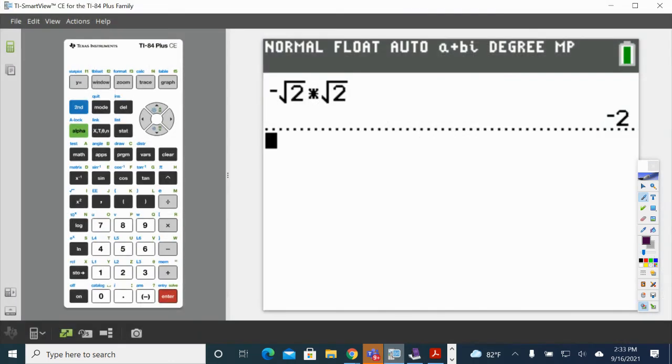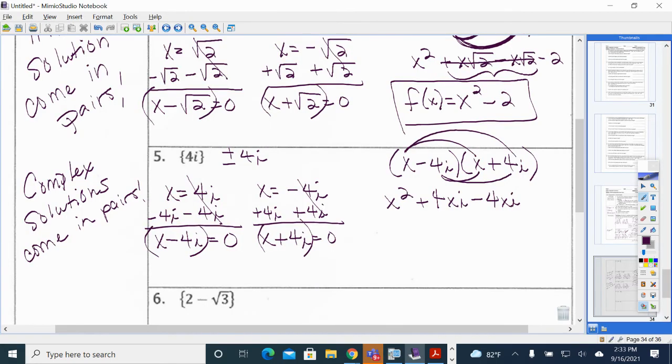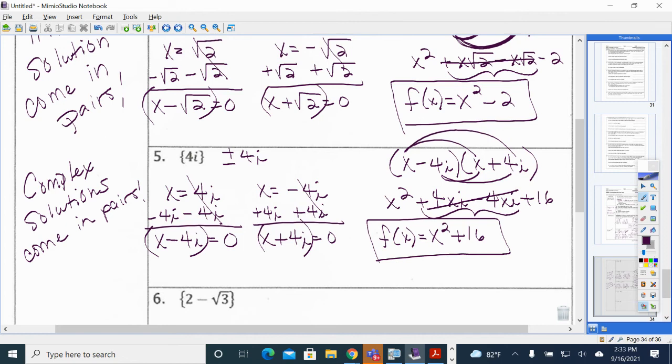And I'm going to go back to the calculator, and I'm going to do negative 4i times 4i. And we get a positive 16. So plus 16. These two middle terms, just like I said a second ago, they're always going to cancel each other out. And what we have left is x squared plus 16. Put an f of x out front, and you've got it.